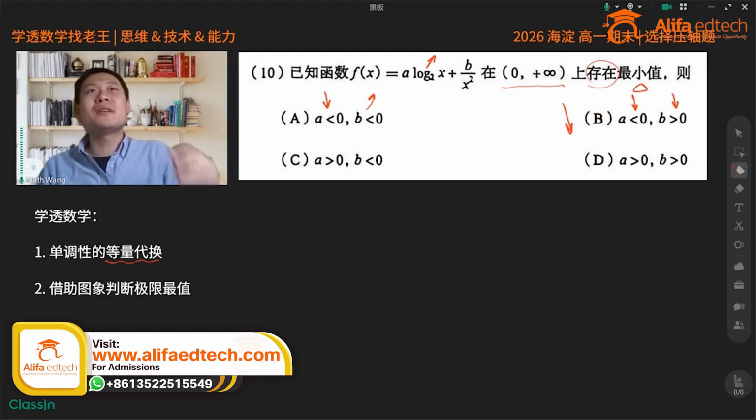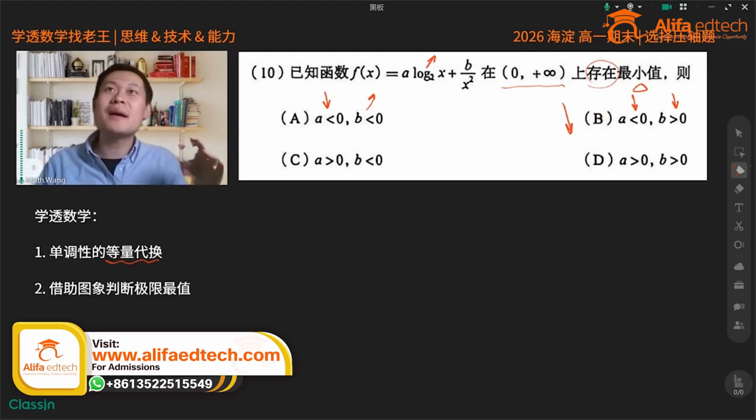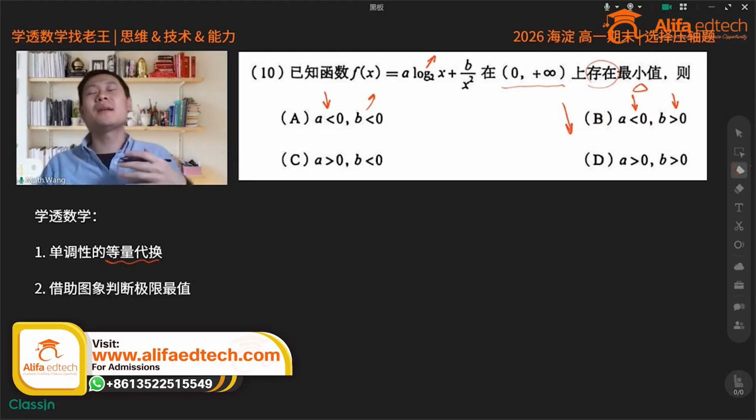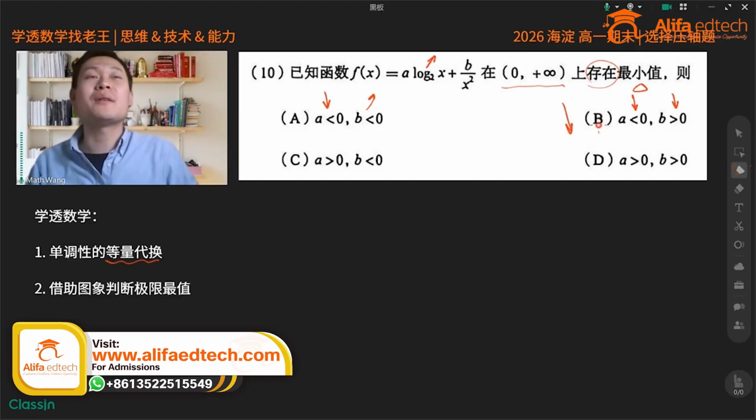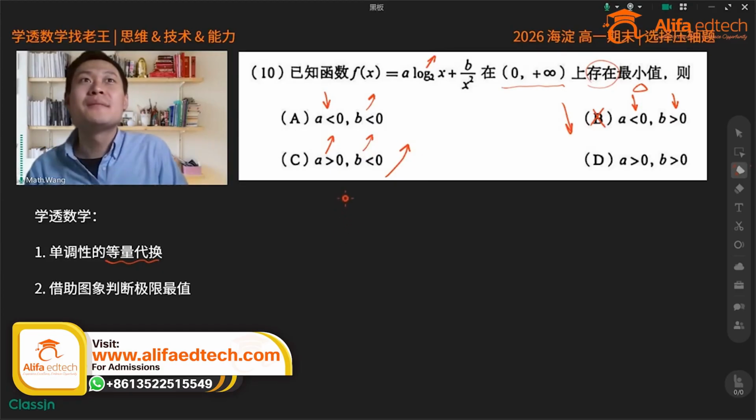Let's imagine a decreasing function on the interval from 0 to positive infinity. Where would it have a minimum value? It must be when x approaches positive infinity that it has this minimum value, which is negative infinity. We don't know that exact value, so B is wrong. Similarly, for C, when A is over 0, it increases. When B is under 0, it also increases. The sum is also increasing. An increasing function on 0 to infinity has a minimum at 0. But in our case, 0 is an open endpoint, so it can't actually take that value. So option C is also eliminated.